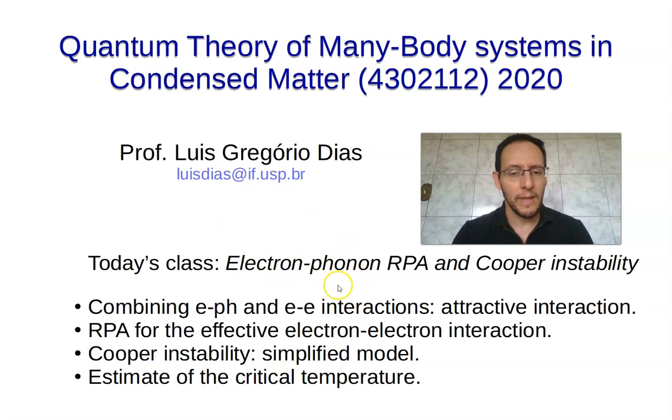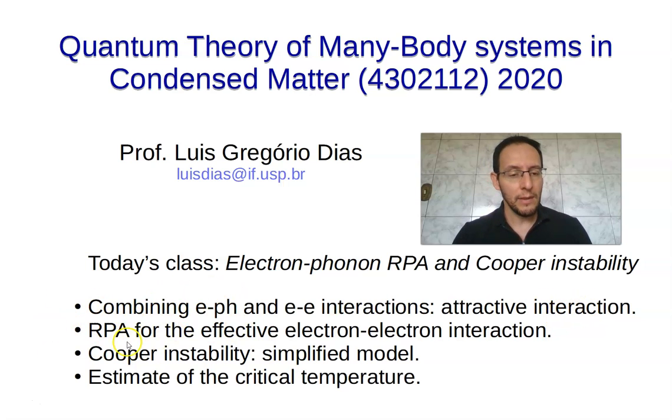And our topic today is RPA for the electron-phonon interaction. And then we're going to discuss Cooper instability. So we're going to start off by combining the electron-phonon interaction we saw in the previous class with the actual electron-electron interactions coming from Coulomb repulsion, and show that that leads to, or can lead to, an attractive interaction, an effective attractive interaction between the electrons.